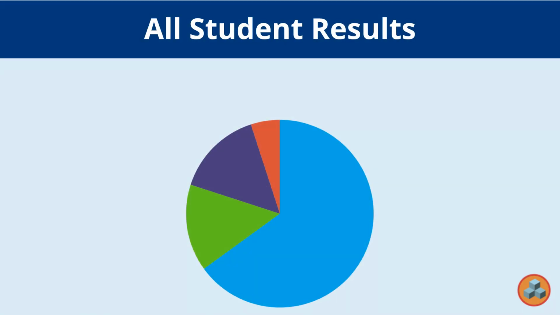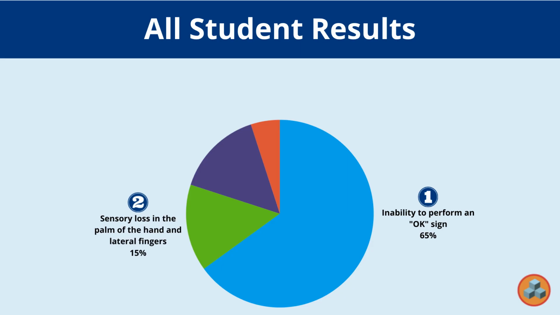Let's explore the all-student data. 65% of students selected option 1, inability to perform an OK sign, the correct response. 15% of students selected option 2, sensory loss in the palm of the hand and lateral fingers. 15% of students selected option 3, ape hand deformity. 5% of students selected option 4, positive Tinel sign at the cubital tunnel.